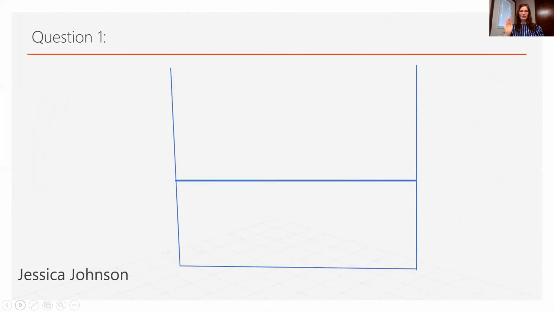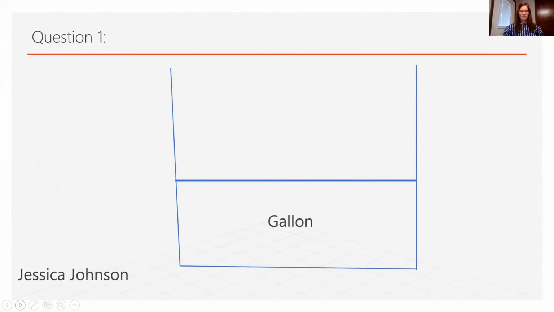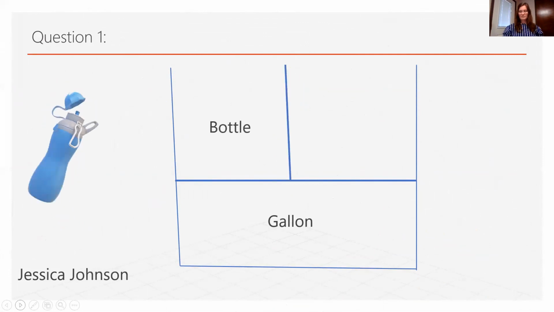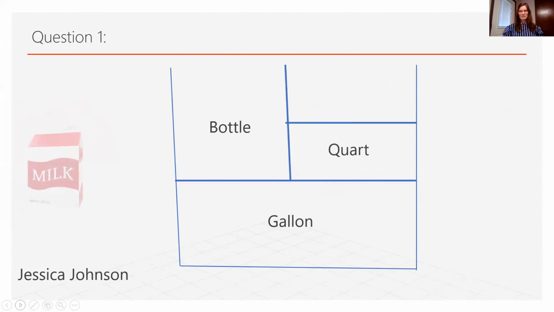Here's the side view of our big old bucket. Let's pour in a gallon first. A gallon will go to about right here in the bucket. Now let's add a bottle. A bottle will fill up this much of the bucket. We'll add a quart. A quart will take up about this much of the bucket. And we're going to add a pint.